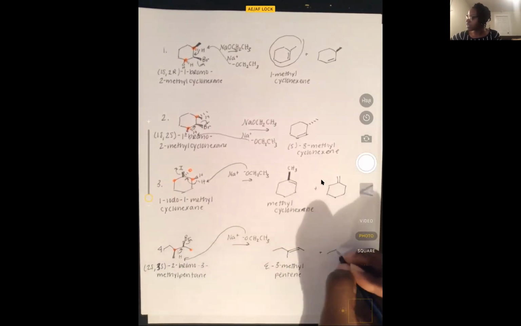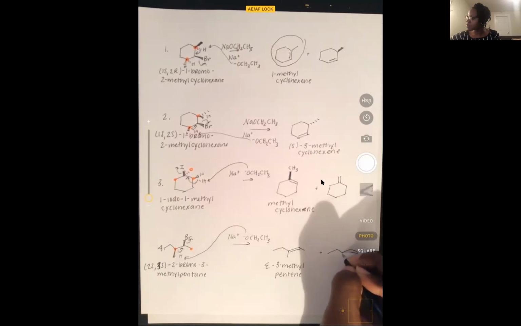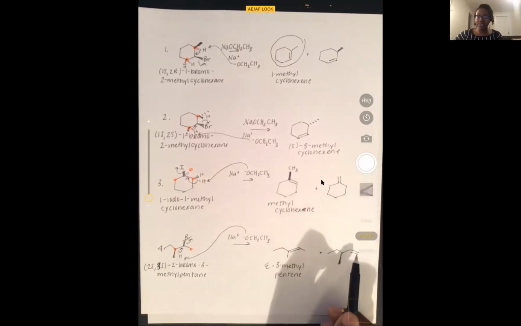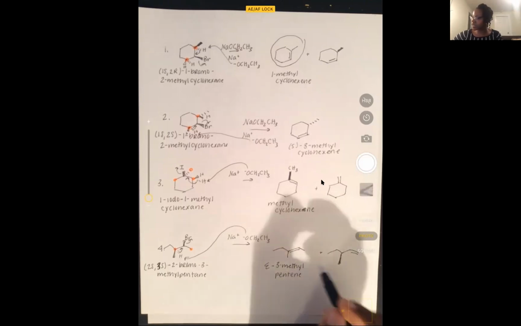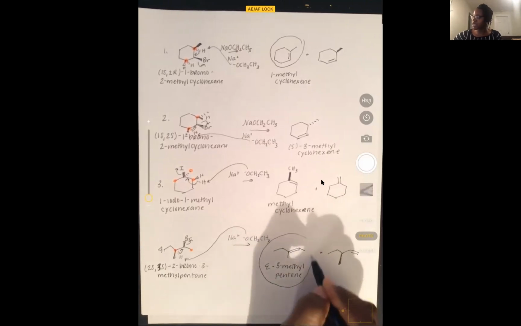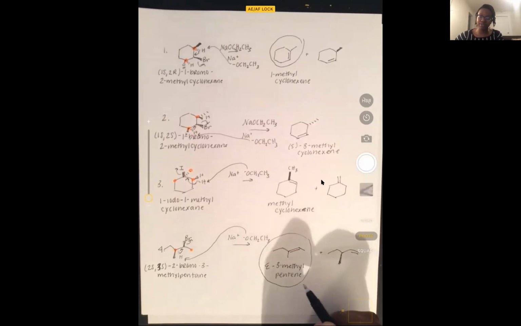But that would have given us a mono-substituted alkene, where when we pulled off this hydrogen, we ended up with a 1, 2, 3 tri-substituted alkene. So E-3-methylpentene is our major product because of Zaitsev's rule.